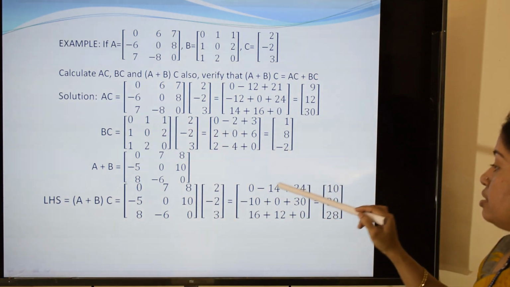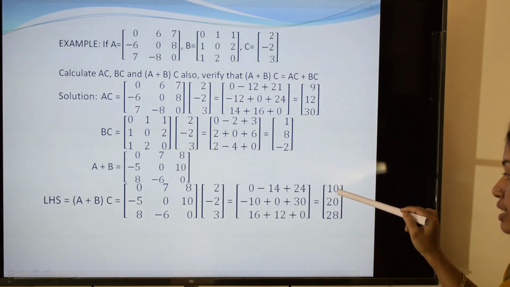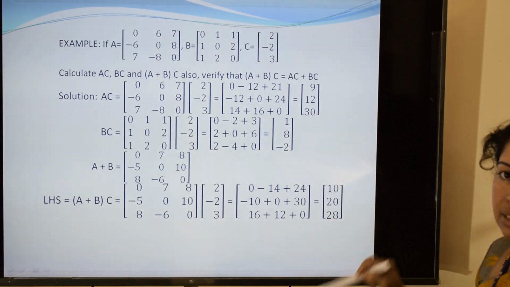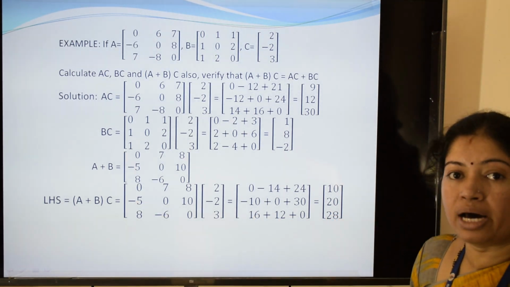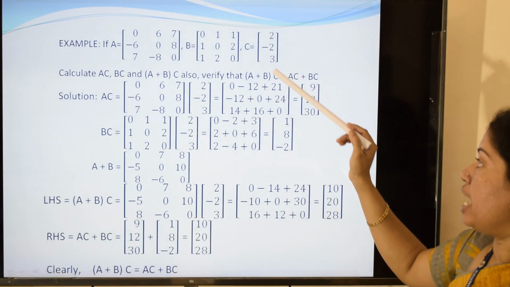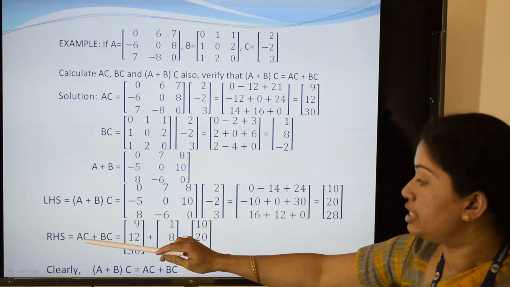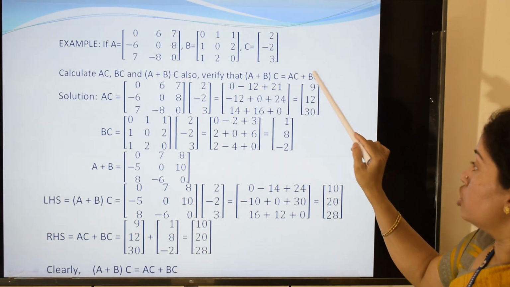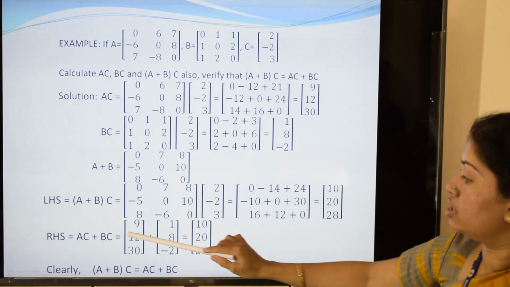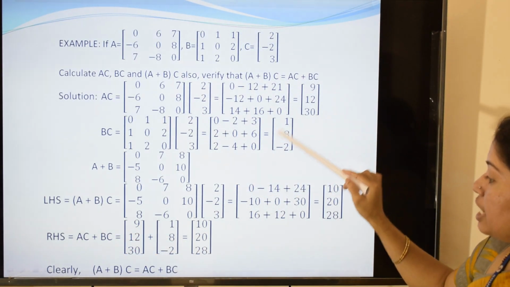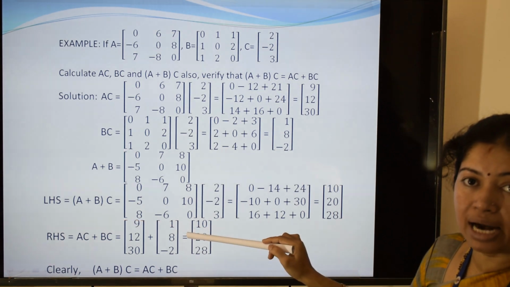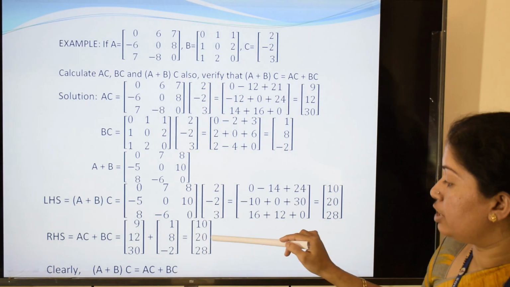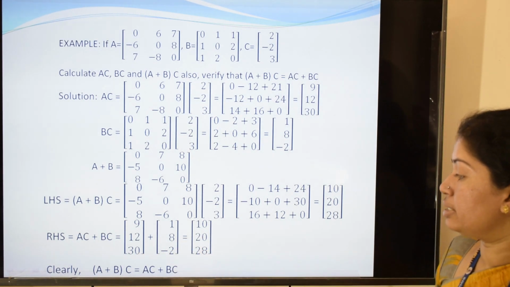Now simplify this. Minus 14 plus 24 is 10. Minus 10 plus 30 is 20. 16 plus 12 is 28. So LHS over. Next step we have to find the RHS. So RHS is AC plus BC. So what is our AC? We got it here in the first step. So write that matrix here plus BC. BC we got in the second step. Write that, and now you have to add them. Add the corresponding entries. So 9 plus 1, 10, 12 plus 8, 20, 30 minus 12 is 28.